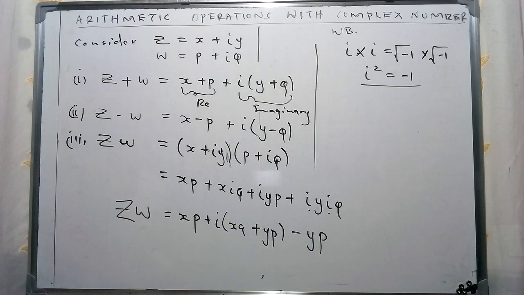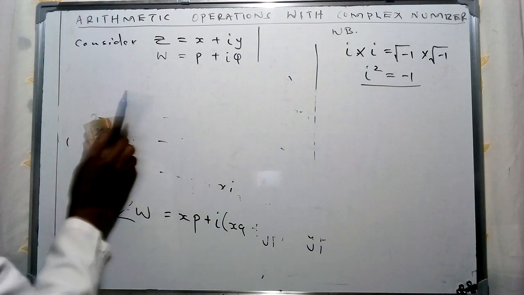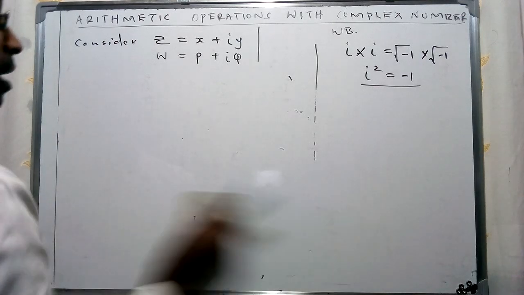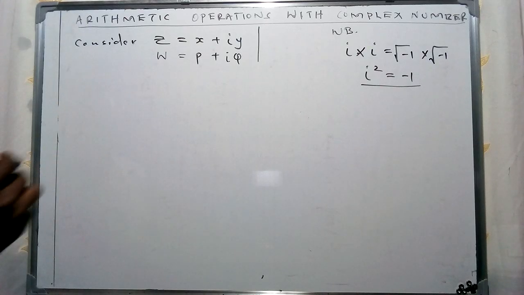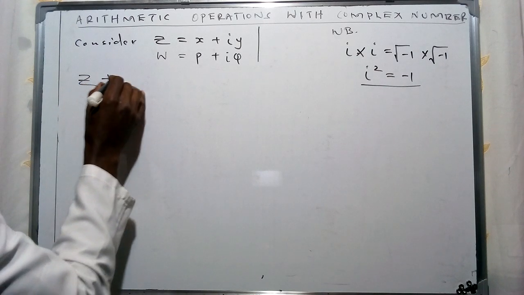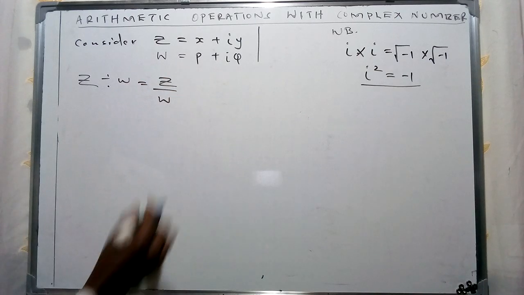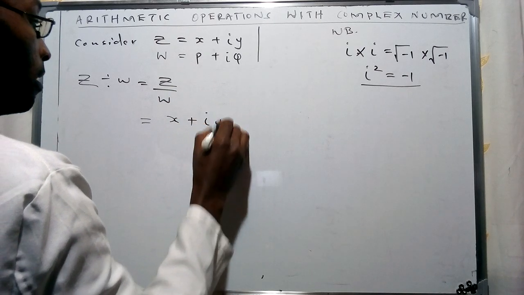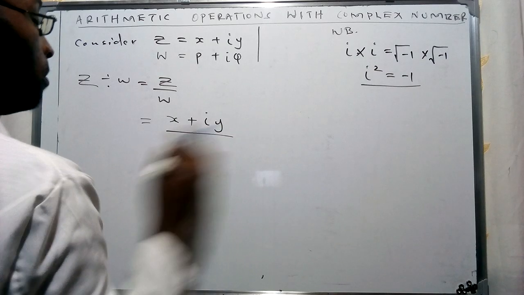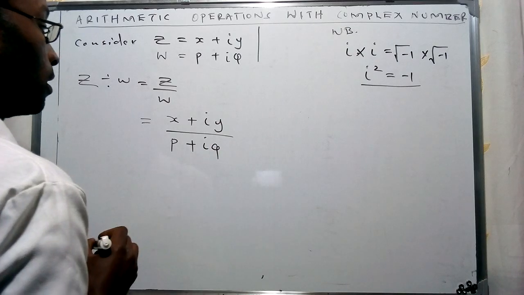So the last case we're going to consider is what we refer to as division, with the two specific complex numbers which we have given as z and w. This can be given with z divided by w. We can represent this using the same notation, which implies we can have this in terms of x plus i, the imaginary part, all over the imaginary parts times y plus p plus the product of the imaginary parts and q.